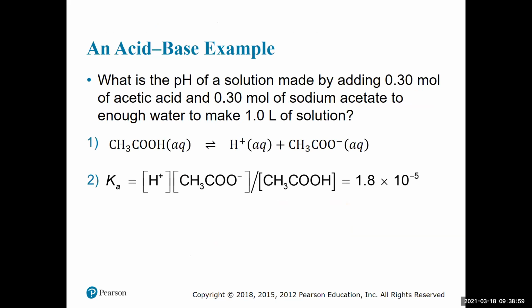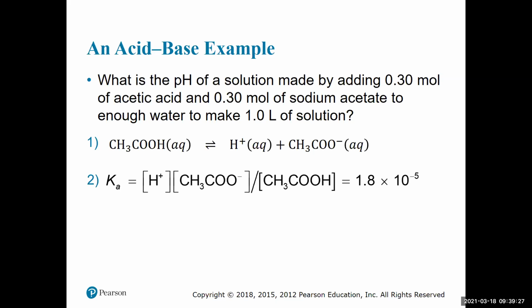So let's go ahead and work through an example of what this would look like in a problem. In this case, we want to know what's the pH of a solution made by adding 0.3 moles of acetic acid and 0.3 moles of sodium acetate, and it's in a 1 liter total solution, okay? The 1 liter makes it a little easier because we're already just in molarity there. And so here's our equation, of course.